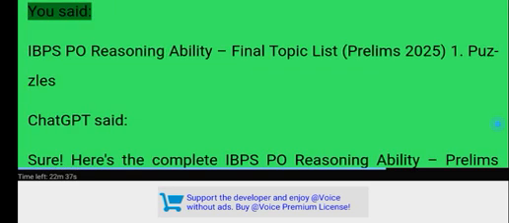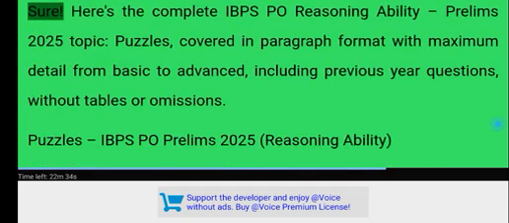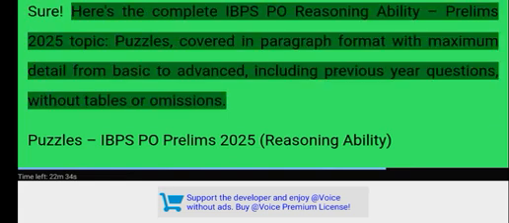Next topic. Ready whenever you are. You said: IBPS PO reasoning ability. Final topic list, Prelims 2025. 1. Puzzles. ChatGPT said: Sure. Here's the complete IBPS PO reasoning ability.